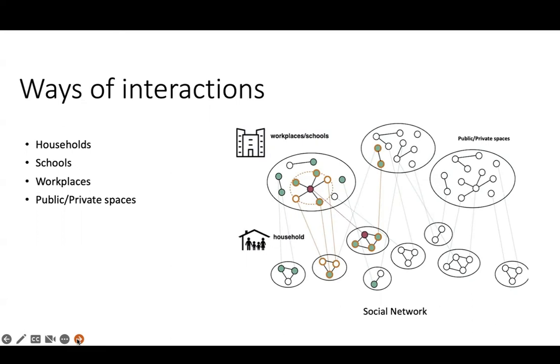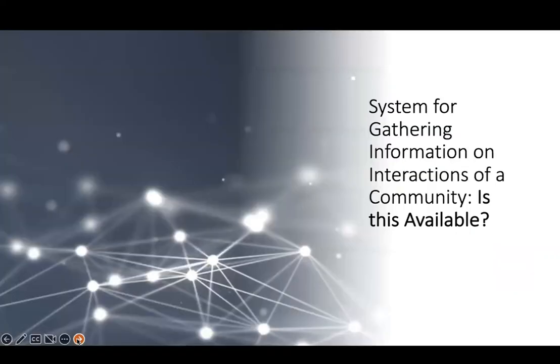Let us understand this better with this picture. Imagine a family of 4 living in a house where one person gets sick with the flu, and this person goes to college and exposes their classmates, who then spread it to their families and workplaces. So there are many different scenarios like this. So is there a system that records these interactions to help us understand how flu spreads? There is no single system that records all these kinds of interactions.